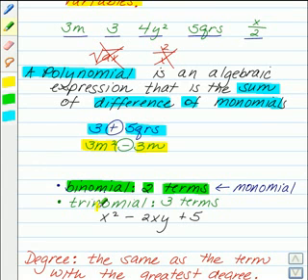Then we have a trinomial, and that's got three terms. So trinomial, I think of tricycle. We've got three terms. This is a trinomial here. We've got one term, two terms, three terms, or three monomials. And they're separated by addition or subtraction.